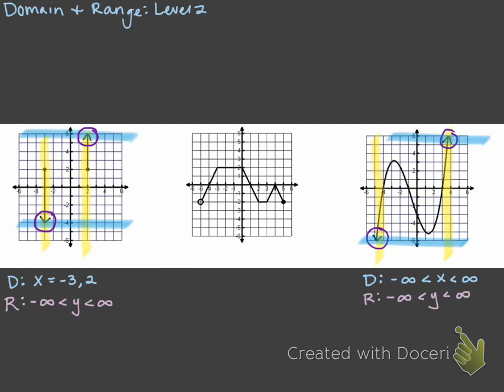Whenever we have this idea that our range and domain goes from negative infinity to positive infinity, we call this all real numbers.